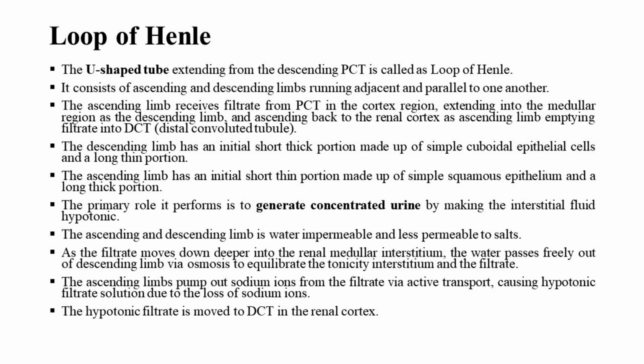As the filtrate moves down deeper into the renal medullary interstitium, the water passes freely out of the descending limb via osmosis to equilibrate the tonicity of the interstitium and the filtrate. The ascending limbs pump out sodium ions from the filtrate via active transport, causing a hypotonic filtrate solution due to the loss of sodium ions. The hypotonic filtrate is moved to the DCT in the renal cortex.